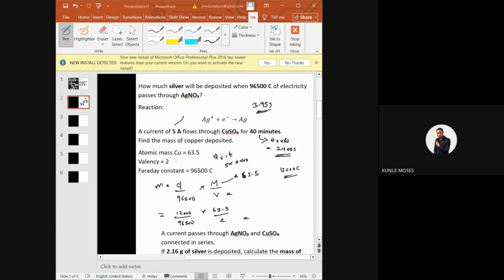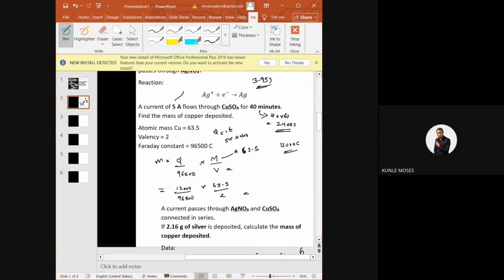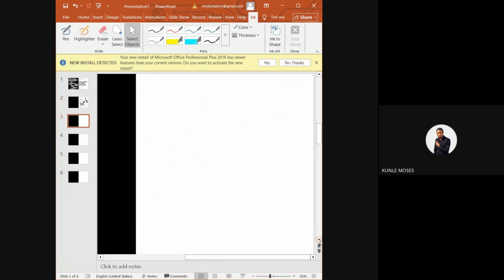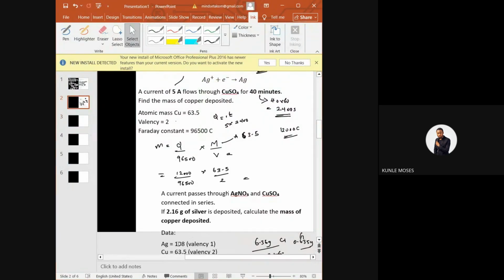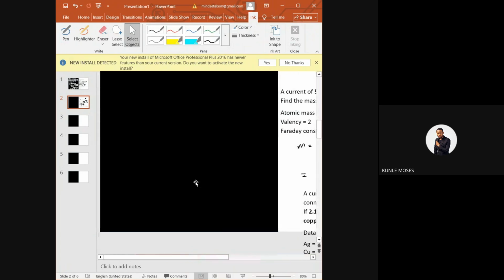So the question says a current passes through silver nitrate and copper sulfate. They are connected in series. If 2.16 gram of silver is deposited, calculate the mass of copper. So they want to know the mass of copper deposited, but we don't know the equivalent weights. They gave us silver to be 108, the valence is 1, copper to be 63.5, and 2.16 gram, because I won't be able to come back here again.